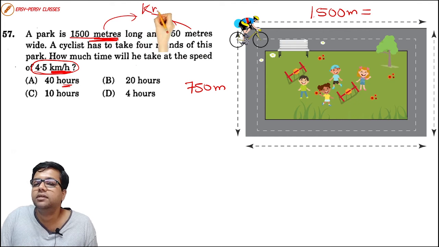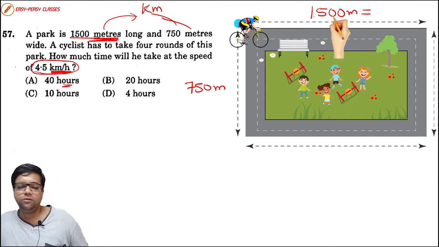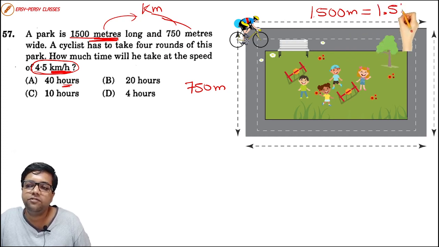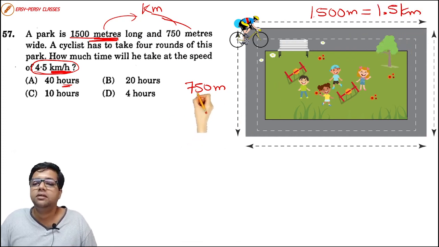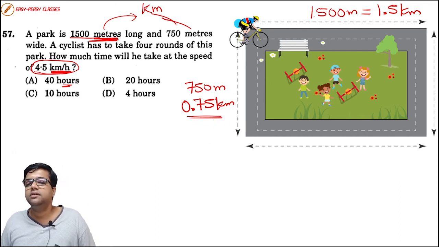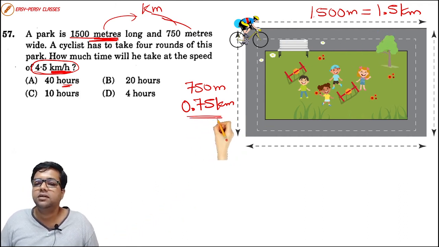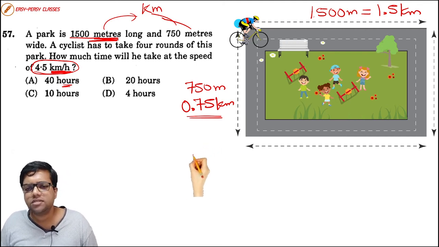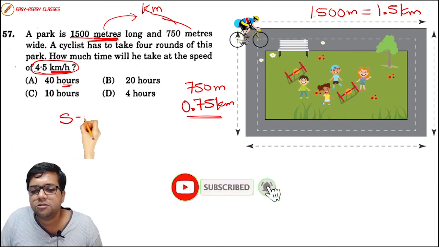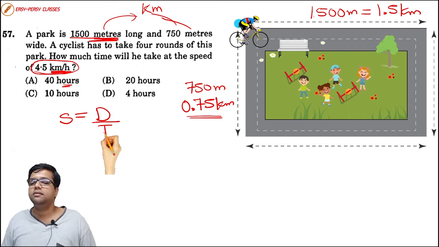Meters to kilometers. So 1500 meters is equal to 1.5 kilometer. 750 meters is equal to 0.75 kilometer. So while answering the question, you need to take these values in your answers. So let us solve the question. What is the formula for speed here? Speed is equal to distance by time taken.